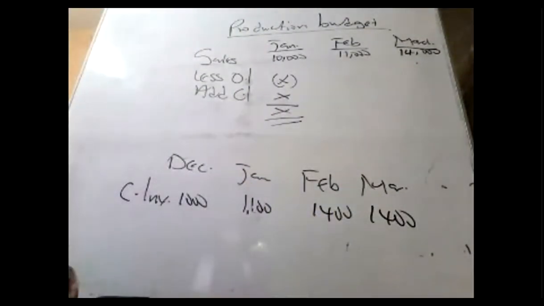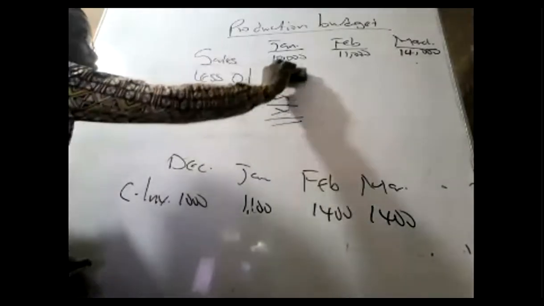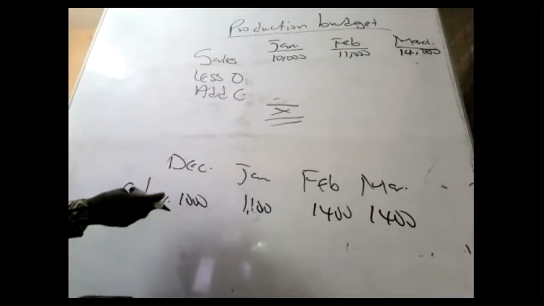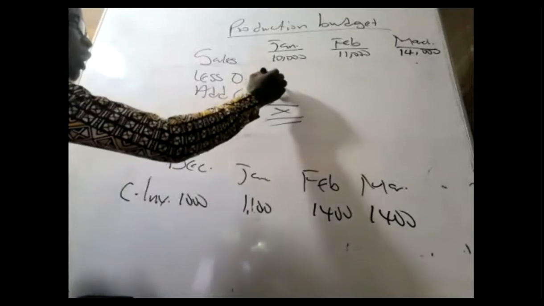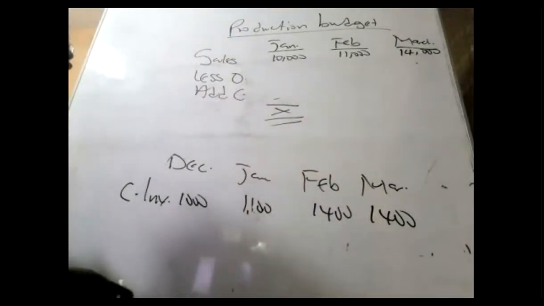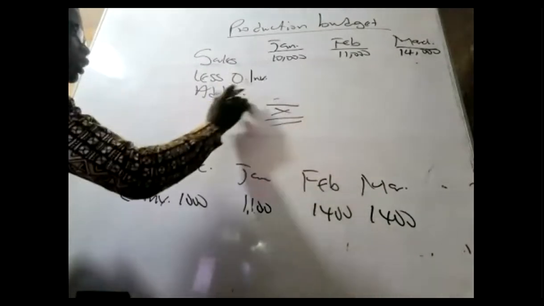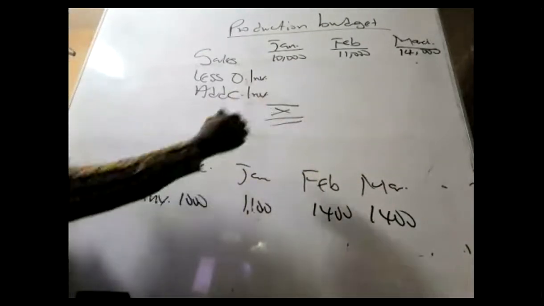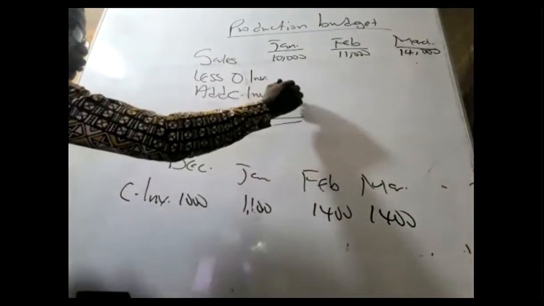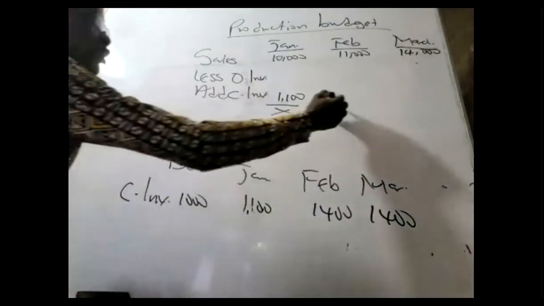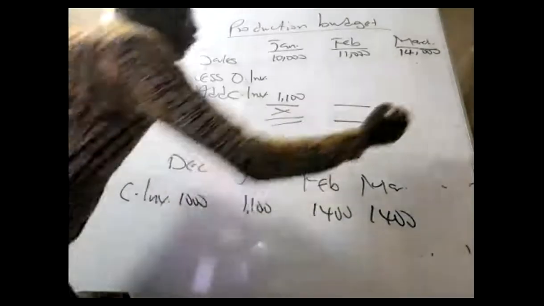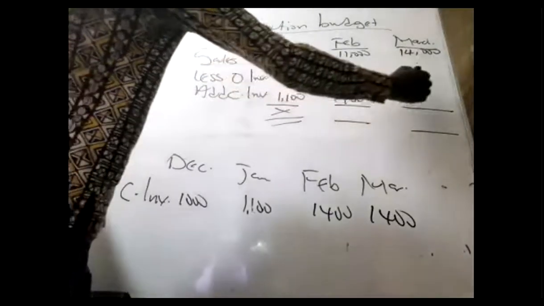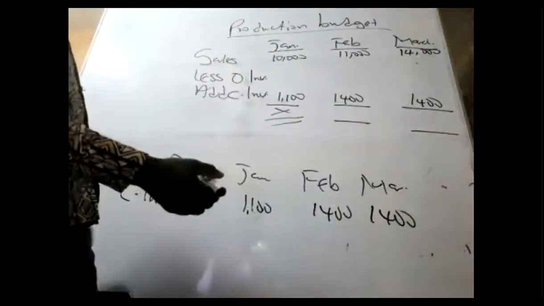Perfect. So now let's bring it into our calculation. Closing inventory for January is 1,100. So we say less open inventory and then add the closing inventory. Closing inventory over here is 1,100. Over here you are getting 1,400. This one 2,400. Let's record the open inventory.